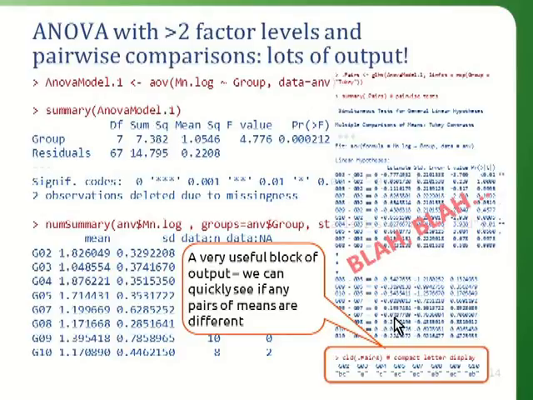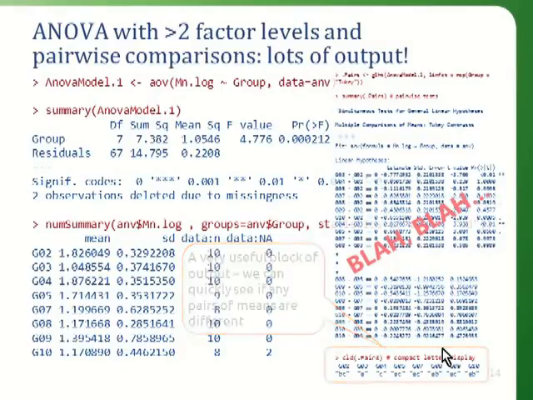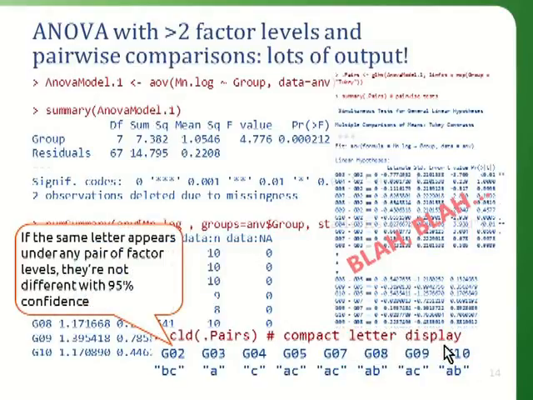The compact letter display, so-called, where we get a letter after each group. Let's just blow that up a bit and explain it. If we get the same letter appearing under any pair of factor levels, they're not different at the 95% confidence level. So for example, group 3 and group 4 are significantly different because one has an A and one has a C, but neither of them are different significantly from group 5 because the A overlaps or the C overlaps. Okay, so we see how to do that.